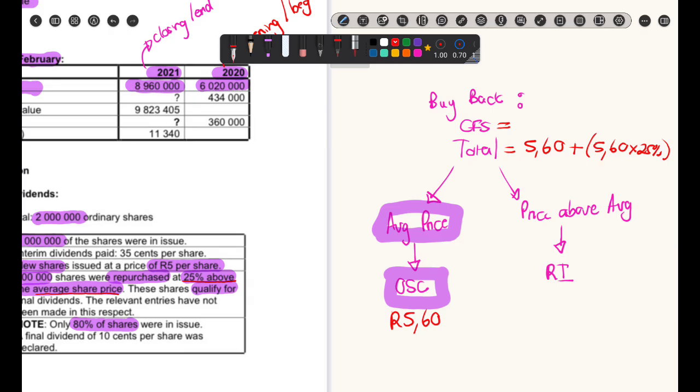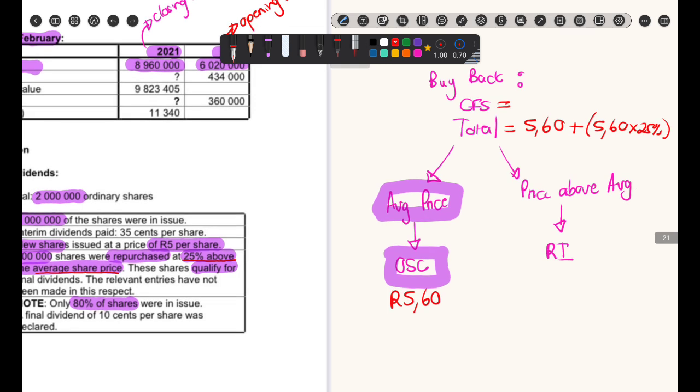So it's the 5 Rand 60 and the 25% above 5 Rand 60. Does that make sense? Because if they said above that price, it means that it's that price plus whatever they're saying is above, which is 25% of that price. So the total amount that I paid for the buyback would be what? It would be 7 Rand. So I paid a total of 7 Rand for this buyback.